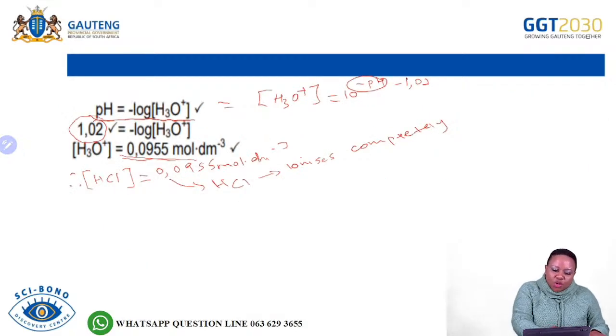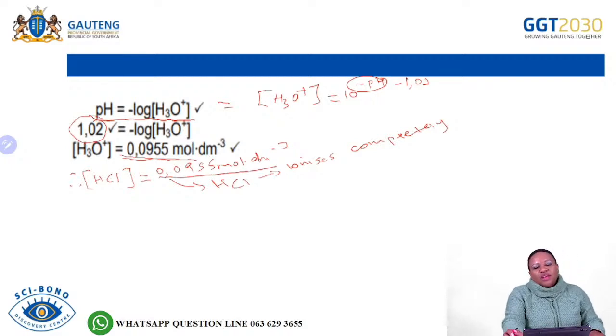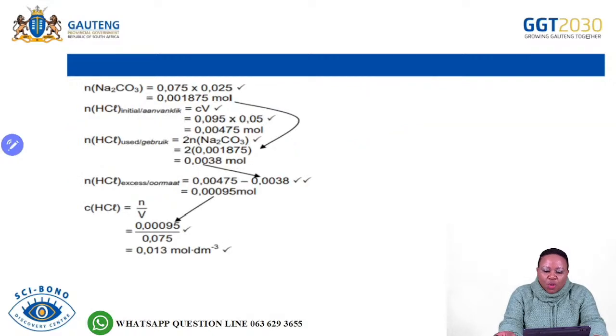I think we already know that the HCl that was having 0.0955 moles per decimeter cube. Therefore, the first thing that we can do is calculate the number of moles of an acid initially, and also calculate the number of moles of our limiting reactant. So what are we going to do?